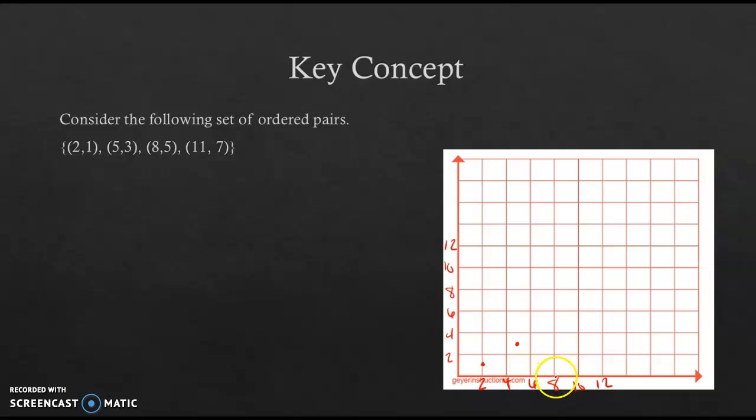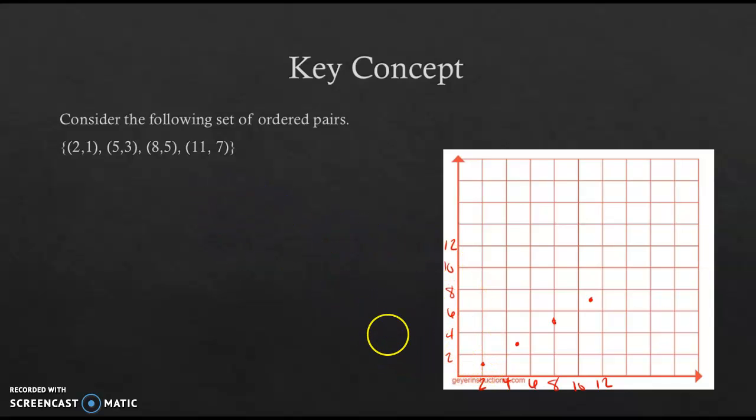8, we're going to go to the 8, and we're going to go up 5, so that'd be 2, 4, and then halfway in between. And then 11, so halfway between 10 and 12, and up 7, so 2, 4, 6, and then halfway is 7. And so we have the following set of pairs, right?